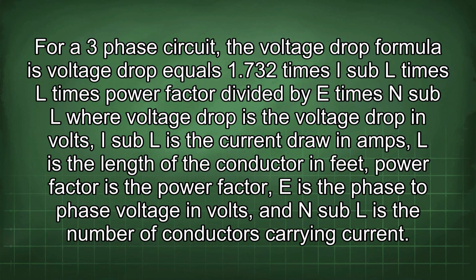For a three-phase circuit, the voltage drop formula is voltage drop equals 1.732 times I sub L times L times power factor divided by E times N sub L, where voltage drop is the voltage drop in volts, I sub L is the current draw in amps, L is the length of the conductor in feet, power factor is the power factor, E is the phase-to-phase voltage in volts, and N sub L is the number of conductors carrying current.